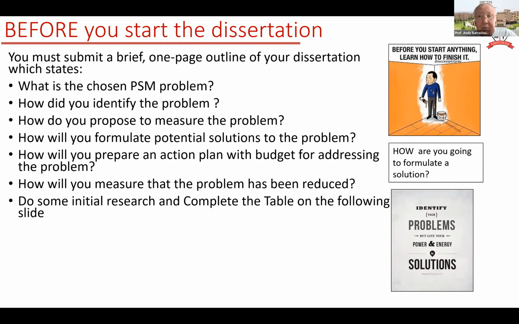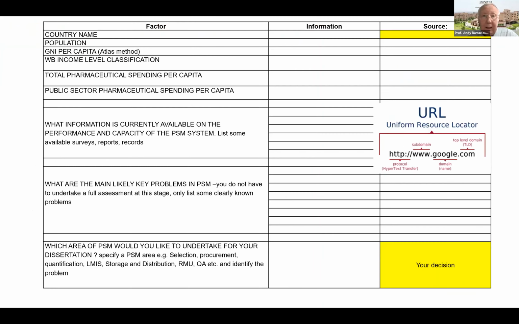You don't have to measure it. What we're asking for is how you are going to measure it, because that's off in the future after you've done your action plan. So for the concept note, do some initial research and complete the table on the concept note. Start off with your name, the population, what's your gross national index, what's the income level, most will be low middle income countries, what's your total pharmaceutical spending?